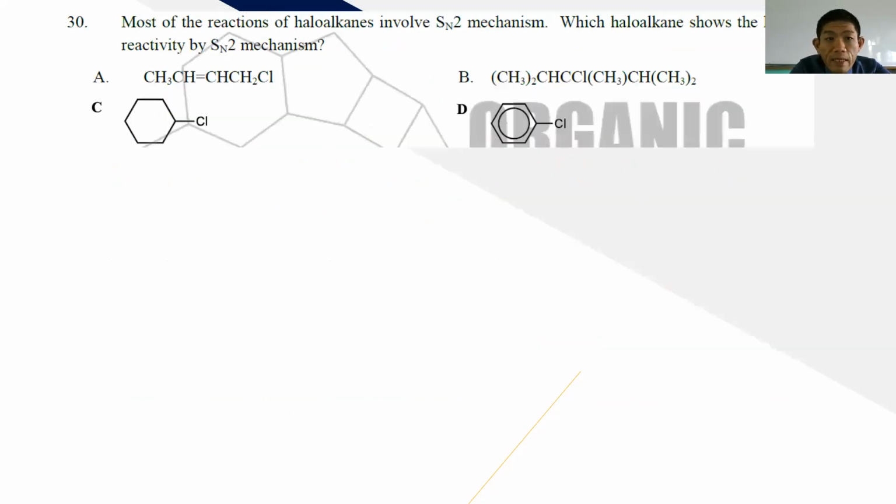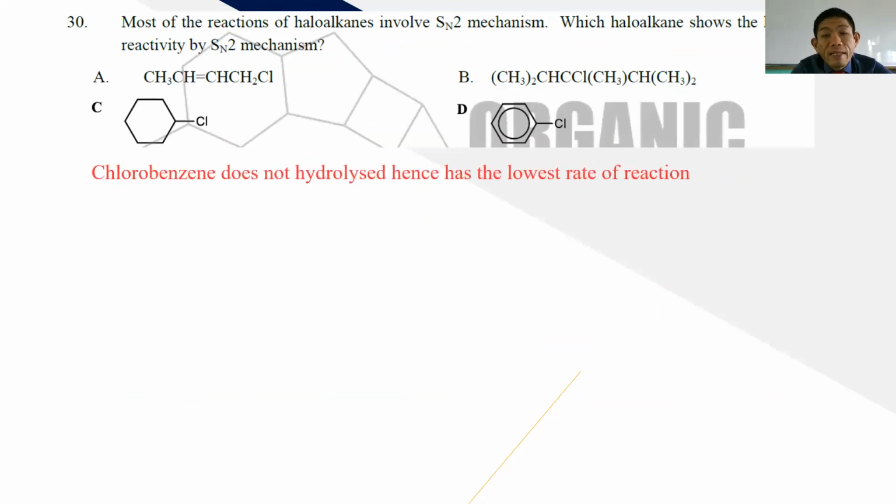Last but not least, number 30. Most reactions of haloalkane involve the SN2 mechanism. Which haloalkane shows the lowest rate of SN2 reaction? So this is basically a substitution reaction. The most difficult to substitute is definitely chlorobenzene. So this is a very direct question, and the best answer here is D.